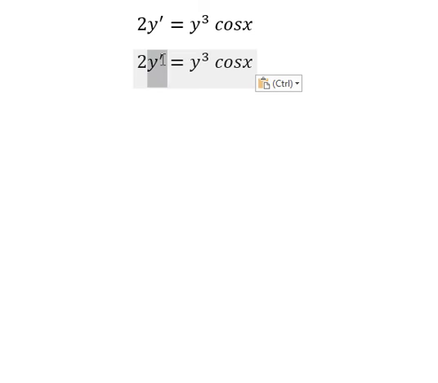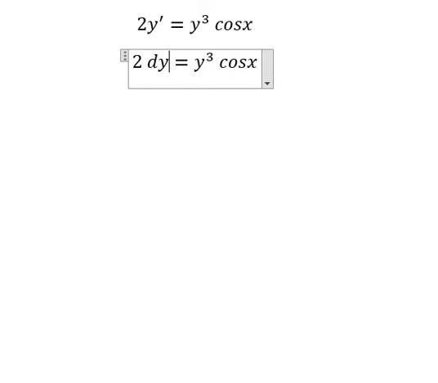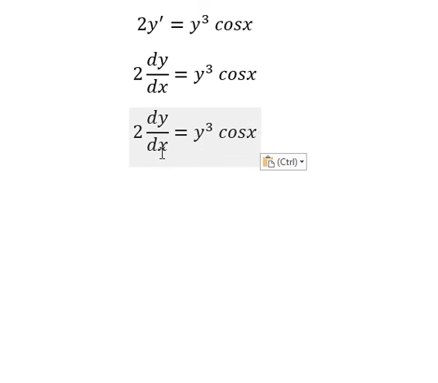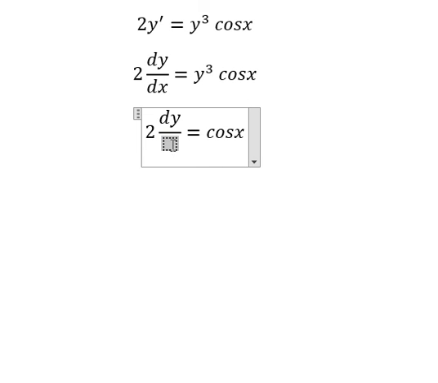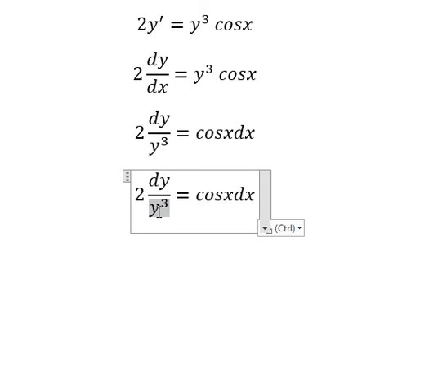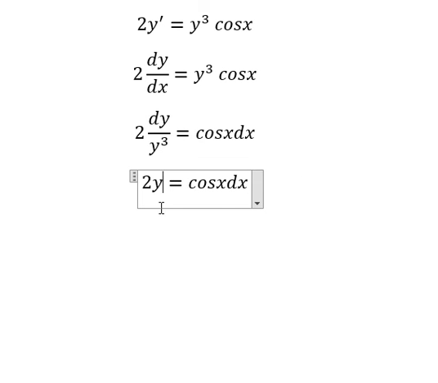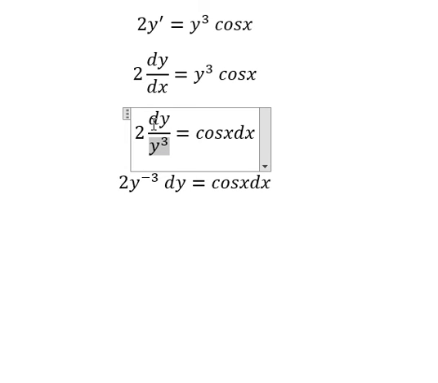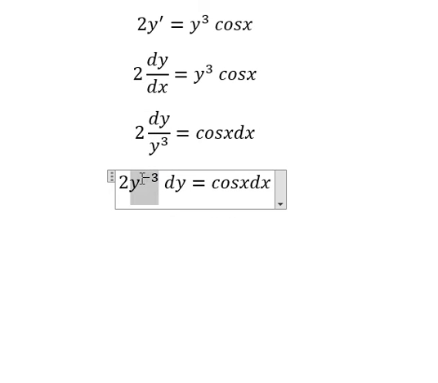This one we need to change into dy over dx. dx we put on the right, y to the power of 3 we put on the left. So this one I can write into y to the power of negative 3 dy. So if we put this one from denominator to numerator, the power should be negative.